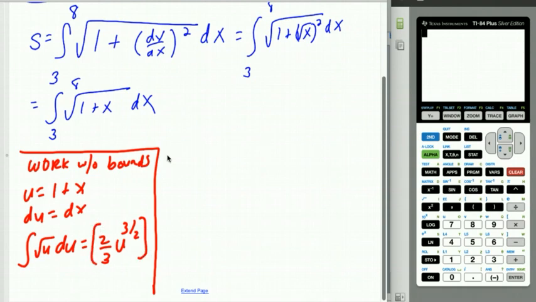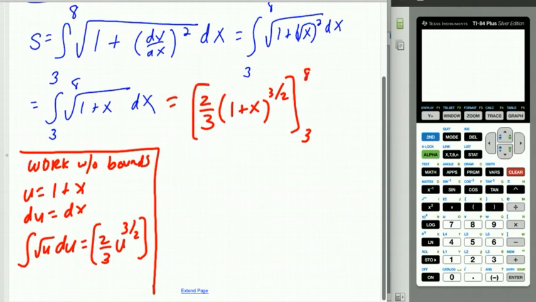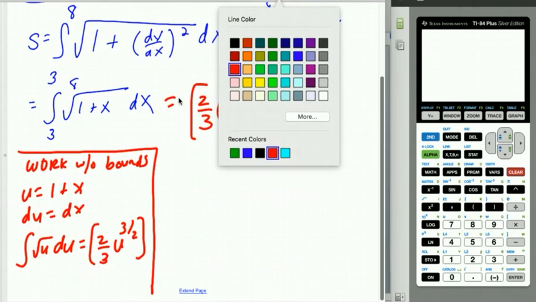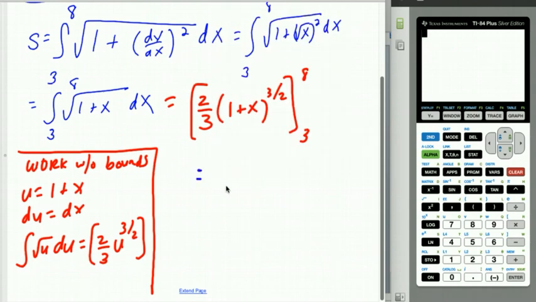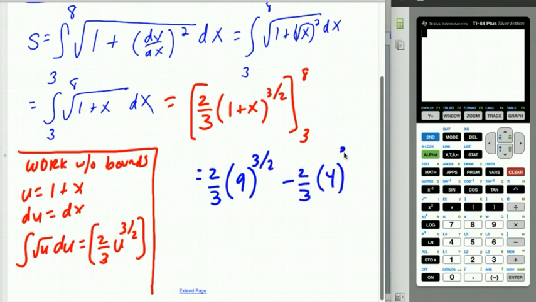That's what we need. So when I come back up here, I get that this is 2/3 times 1 plus x to the 3/2 evaluated from 3 to 8. So I'm going to get 2/3 times 9 to the 3/2 minus 2/3 times 4 to the 3/2. Sometimes these numbers turn out nice. In this case, 9 to the 3/2 and 4 to the 3/2 both turn out nice.